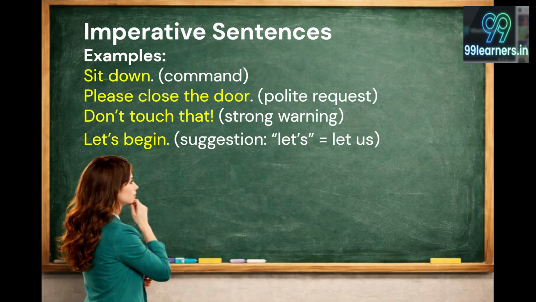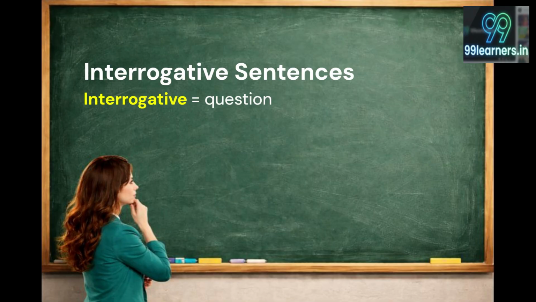3. Interrogative sentences. Interrogative sentences ask questions. They end with a question mark and come in several forms. 1. Yes or no questions. Start with an auxiliary verb or modal. Do you like tea? Are they ready? Can you come? 2. WH questions. Start with what, where, when, why, who, which, or how. Where do you live? Why did she leave? 3. Tag questions. A short question at the end.